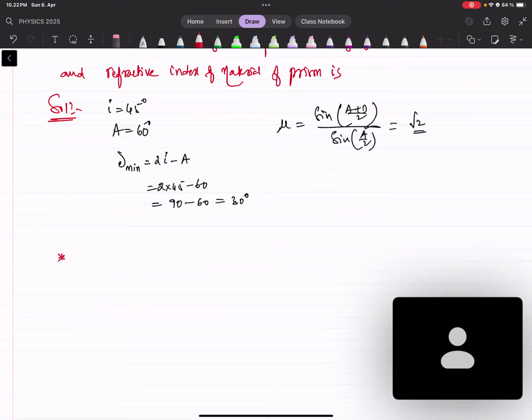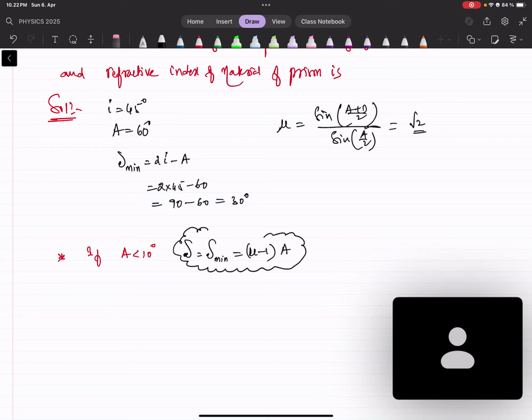Now see, beta, if the angle of prism A is lesser than 10 degrees, then the minimum deviation formula, delta, will be equal to delta minimum. Then delta minimum will be equal to how much? Mu minus 1 into A. When to use this formula? When the angle of prism is lesser than 10 degrees. Then you can use this formula, mu minus 1 into the angle of your prism. Clear?